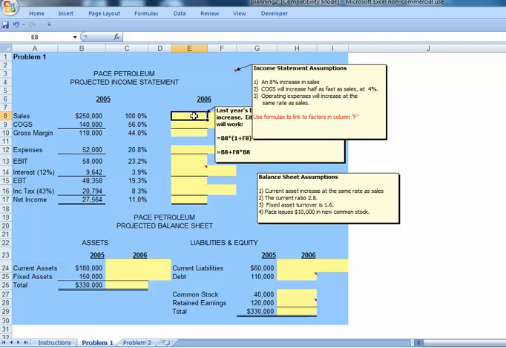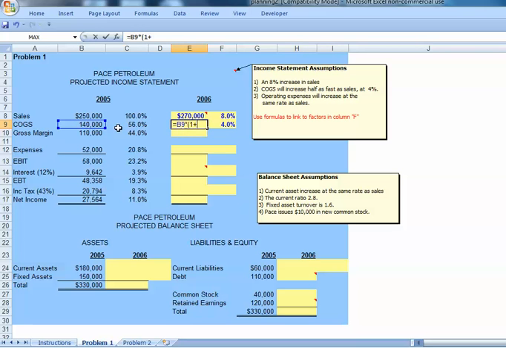We're told that sales will increase by 10%. And again, our formula will be simply last year's balance times 1 plus the 8% increase. So equals last year's sales times the quantity, 1 plus an 8% increase. Cost of goods sold will increase half as fast as sales, so we'll have a 4% increase in cost of goods sold from last year. Equals prior year times the quantity, 1 plus a 4% increase.